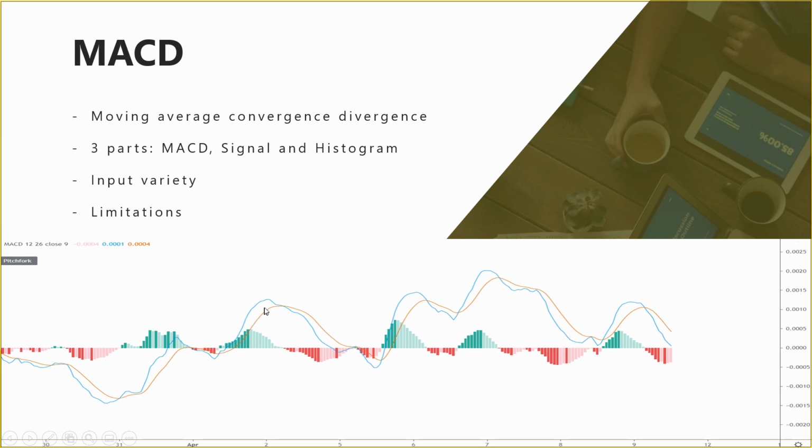So the MACD is an average of two exponential moving averages, so EMAs, which are moving averages which weigh more towards recent price action. So this one is an average of the EMA based on the 12 period and an EMA based on the 26 period. You can also say that this is the fast EMA and this is the slow EMA.